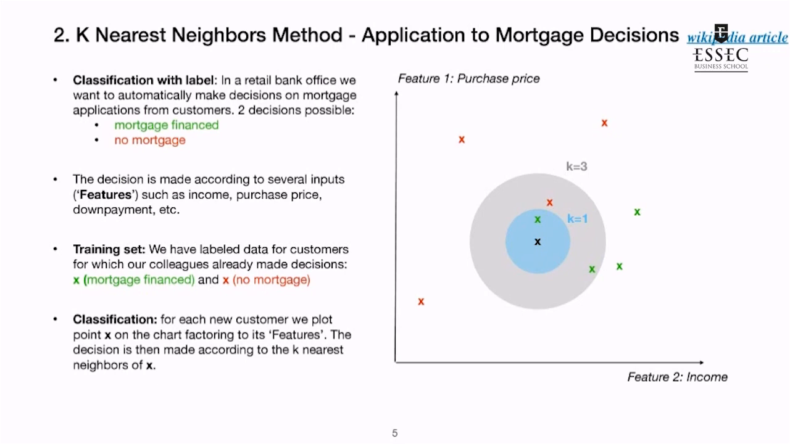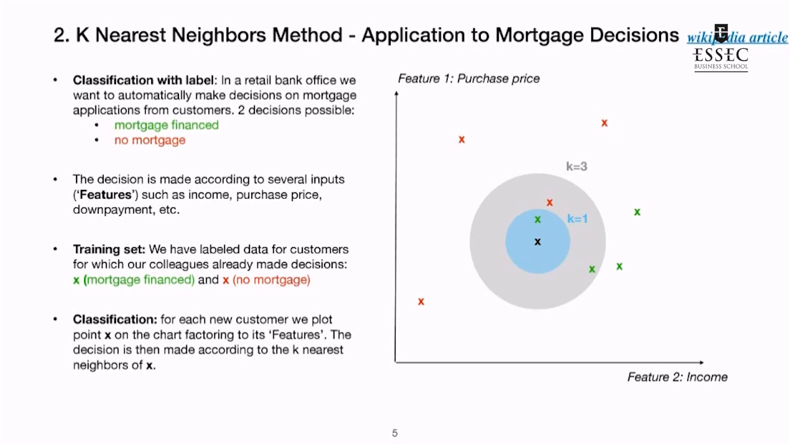And for obvious reasons, we want to take odd numbers, because if you take an even number and there is a yes and a no, you have a hard time making a decision with this method. Okay, so you can see that we can make decisions out of this very simply. It's very simple to implement, and we can go from there. Okay, so that's the k-nearest neighbor method.